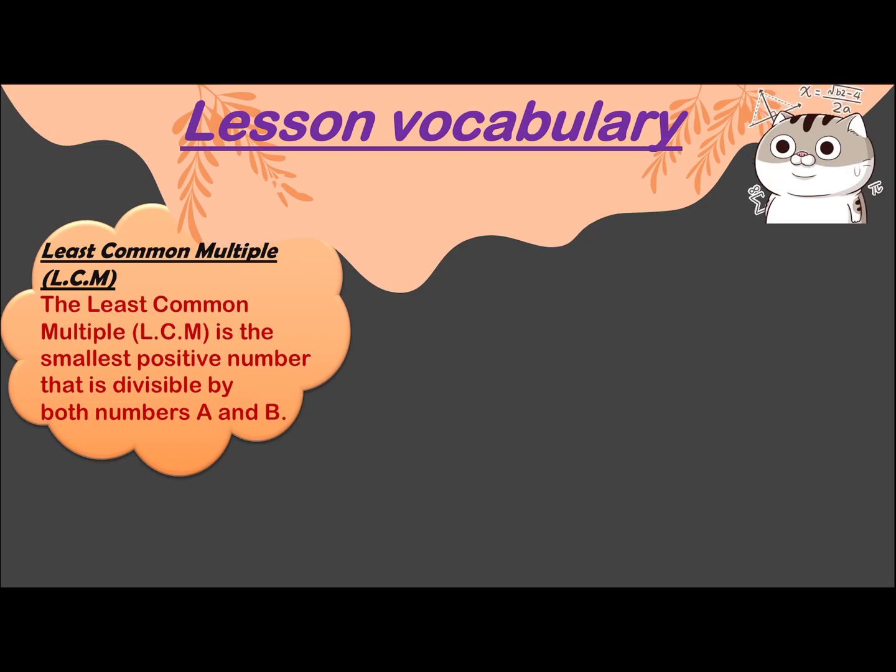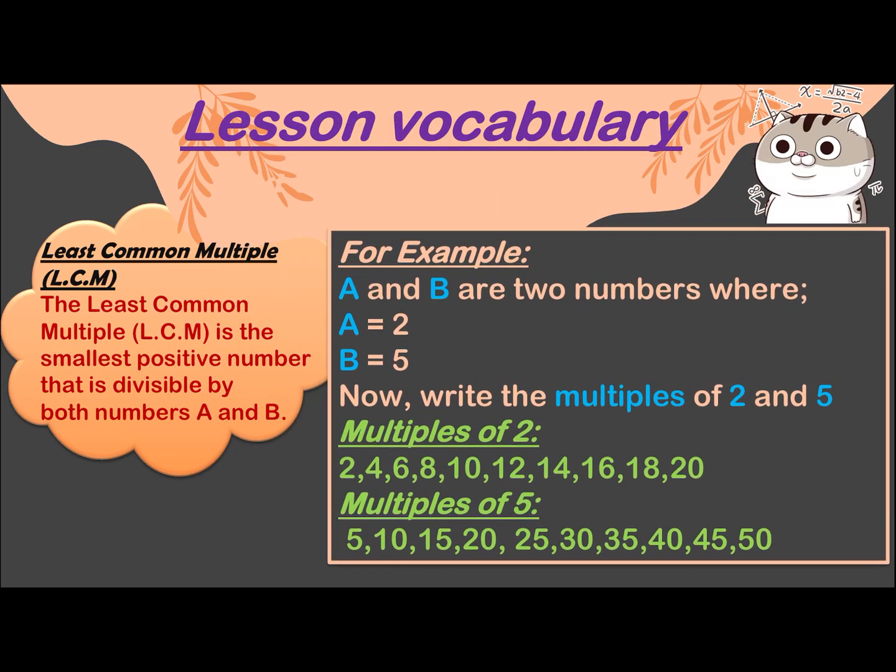Now see our next vocabulary, which is least common multiple, LCM. The least common multiple, LCM, is the smallest positive number that is divisible by both numbers A and B. What does it mean? What is A and B? See this example. Let's suppose A and B are two numbers where A is 2 and B is 5.